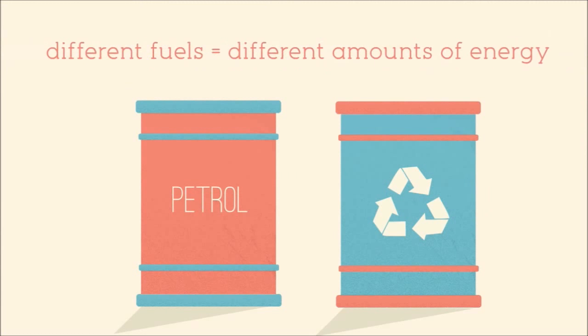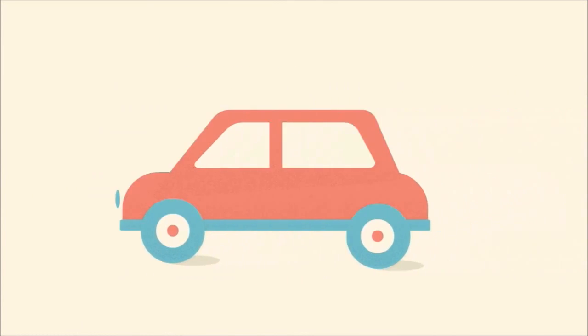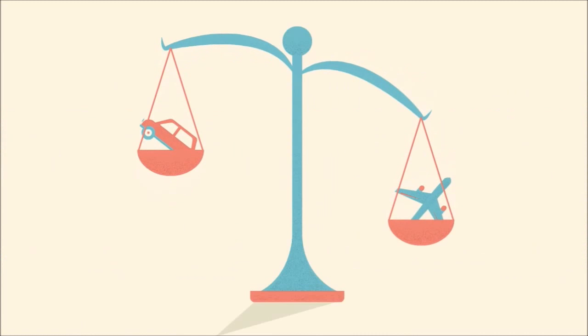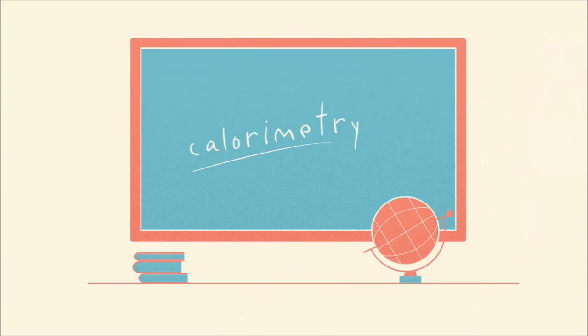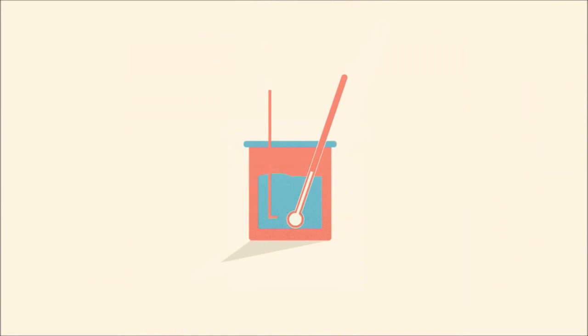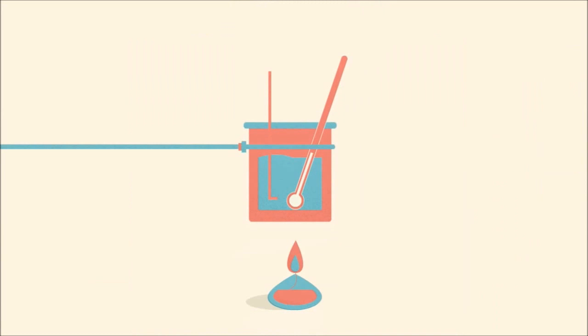The answer is that different fuels release different amounts of energy. So if you're flying a plane, you need a fuel which releases more energy than, say, if you were driving a car. This is because the plane is heavier than the car, so more energy is needed to make it move. In the classroom, if you do this experiment, you would do it on a much smaller scale, using a spirit burner. This is what you would need to do.